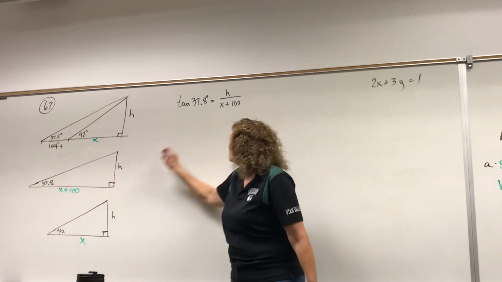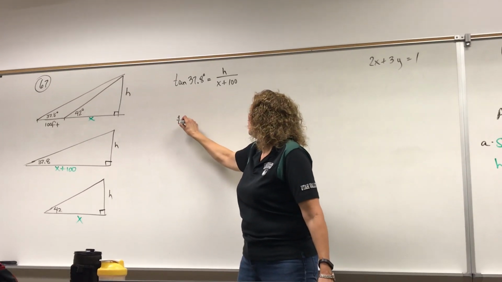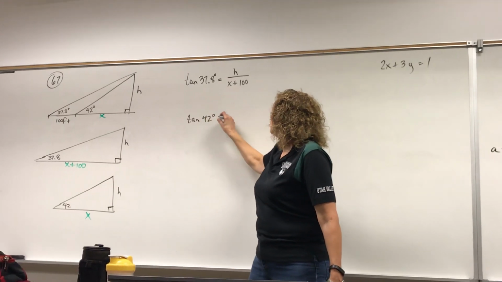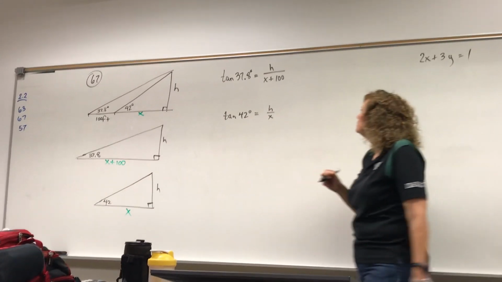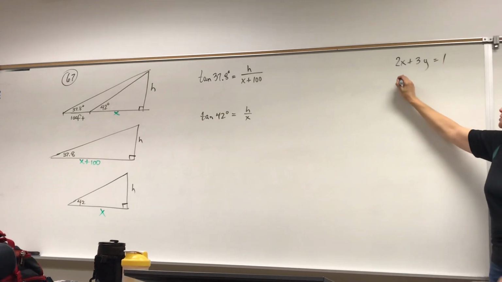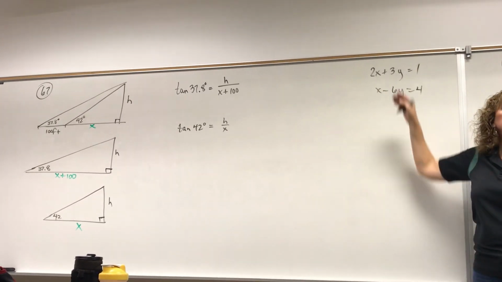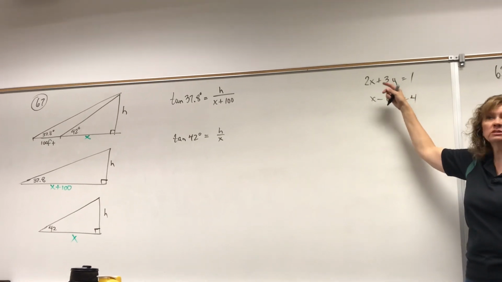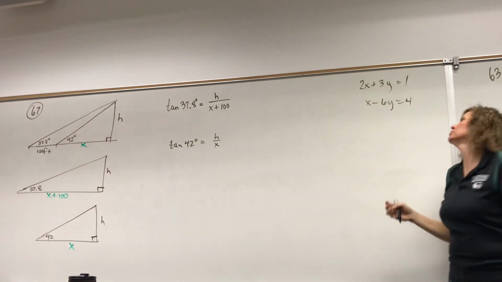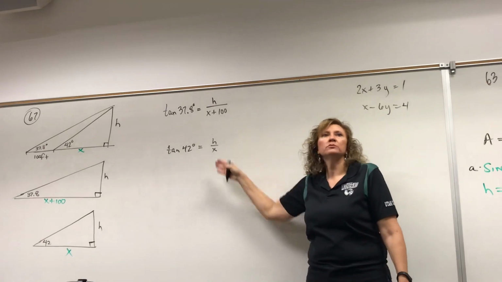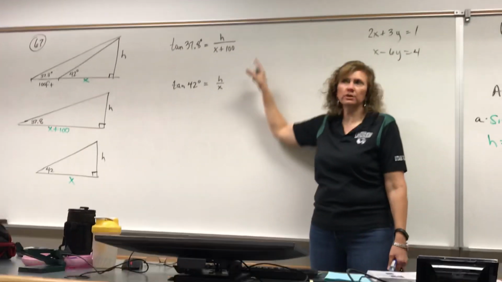We can say the tangent of 42 is equal to h over x. Because when in algebra you have that, now you can solve your system of equations, elimination, substitution. Substitution is going to be a little bit nicer here. Okay, so we got two equations.